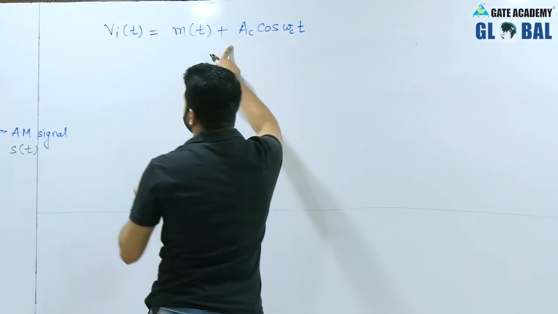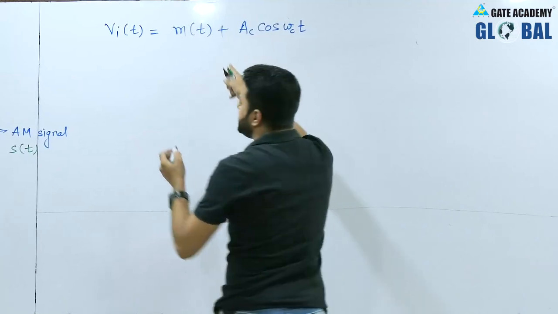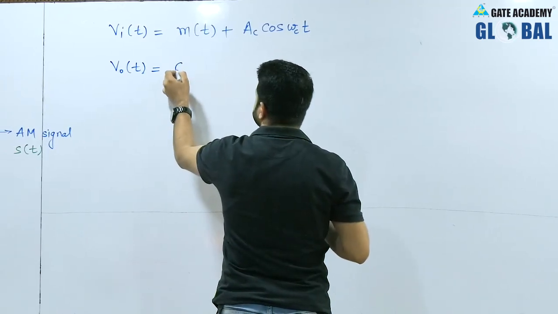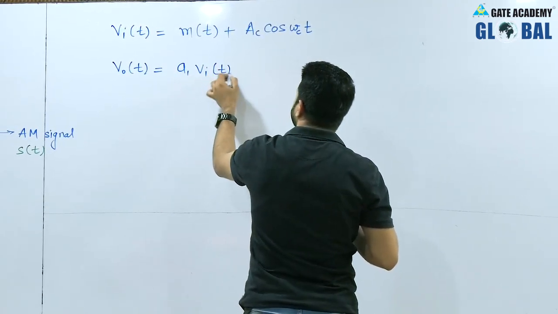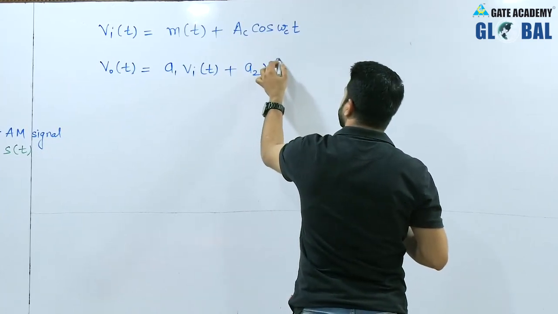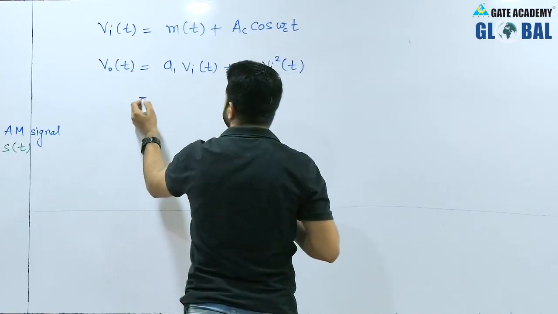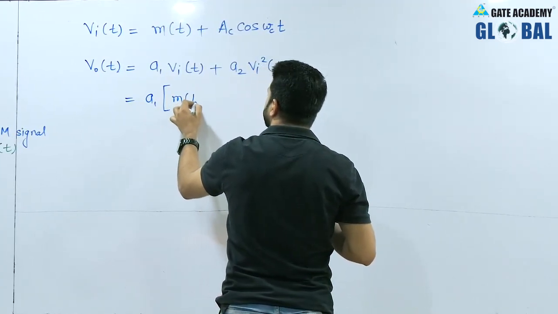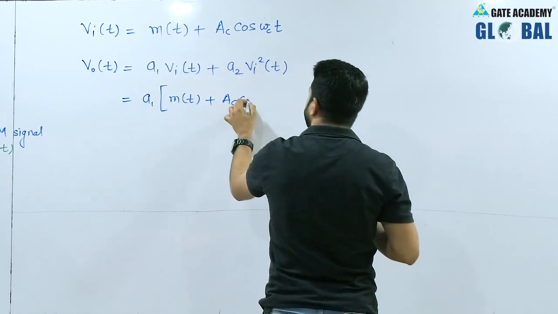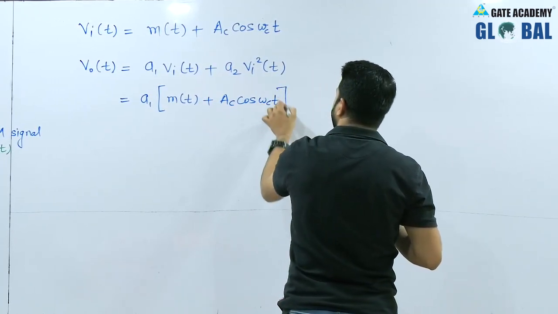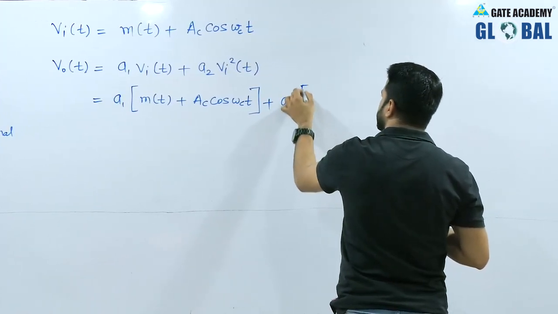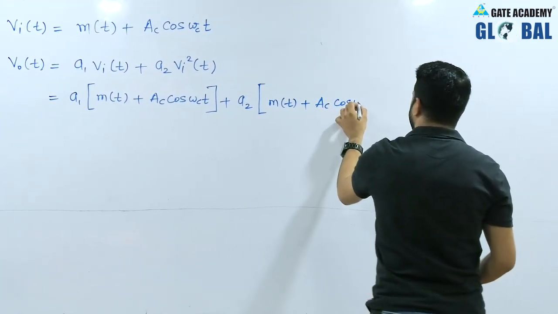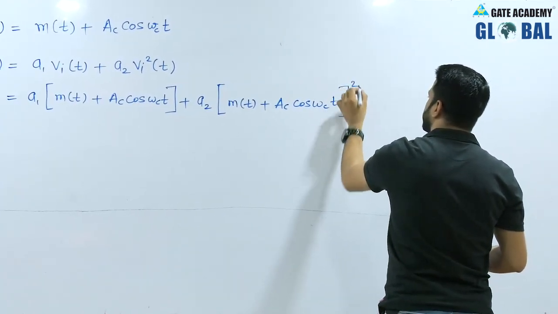Now this is the input to the nonlinear device, and according to the characteristics of the nonlinear device we get V0(t) is equal to a1 Vi(t) plus a2 Vi square(t). So we will substitute the value of Vi in this equation. We get a1 (m(t) plus Ac cos omega c t) and a2 (m(t) plus Ac cos omega c t) whole square.